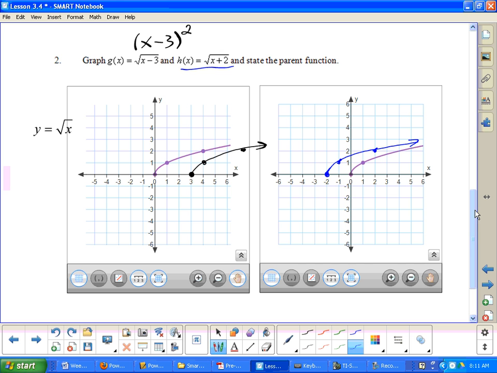Okay, and this parent function is the square root. Quadratic, yep. All right, so there's horizontal shifts and vertical shifts, something you've done a lot of.